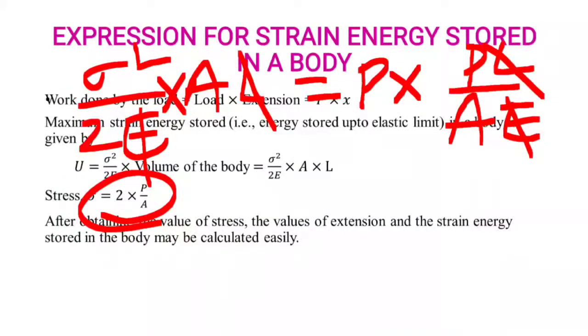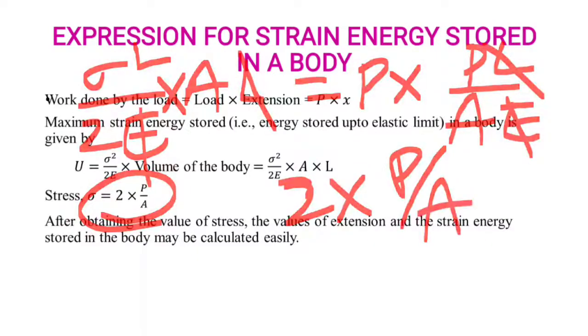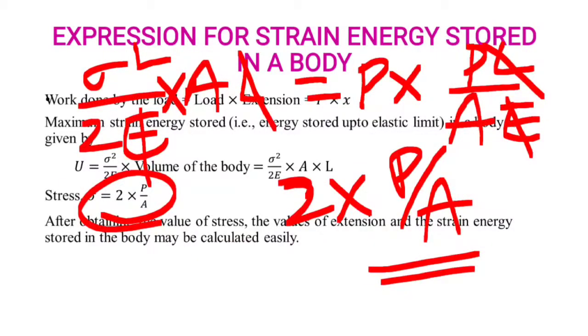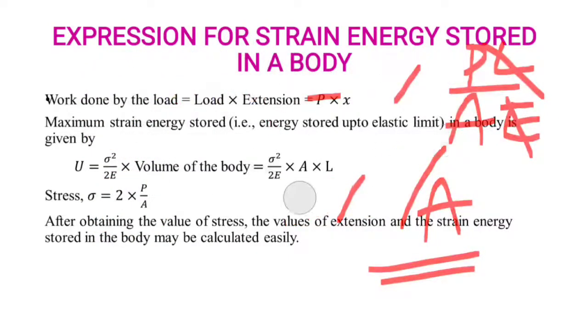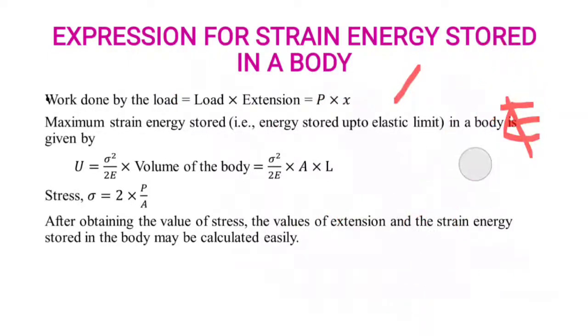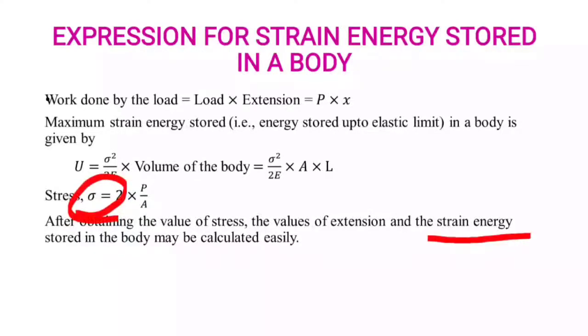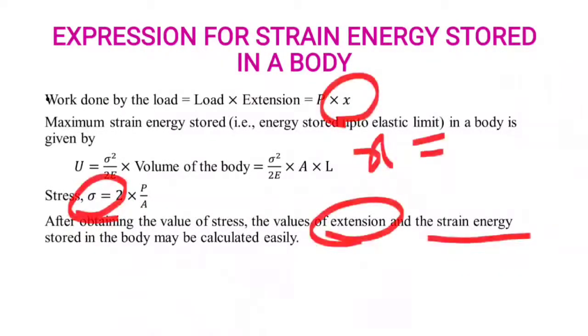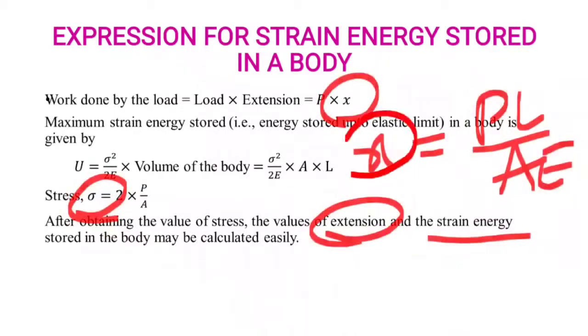If you solve this, the stress value will be 2 times of P by A. I hope this is clear. After obtaining the stress value, the values of extension and the strain energy stored in the body may be calculated easily. If you get the stress value, the strain energy value and the extension X value, X is equal to PL by AE. This extension value and the strain energy U value we can get easily.